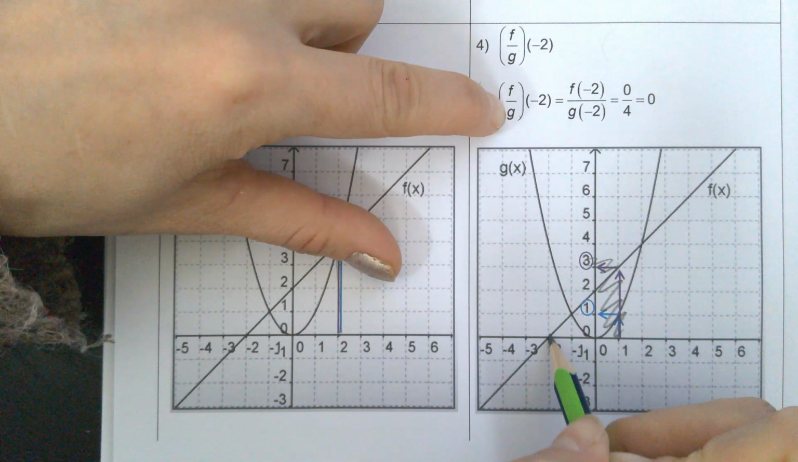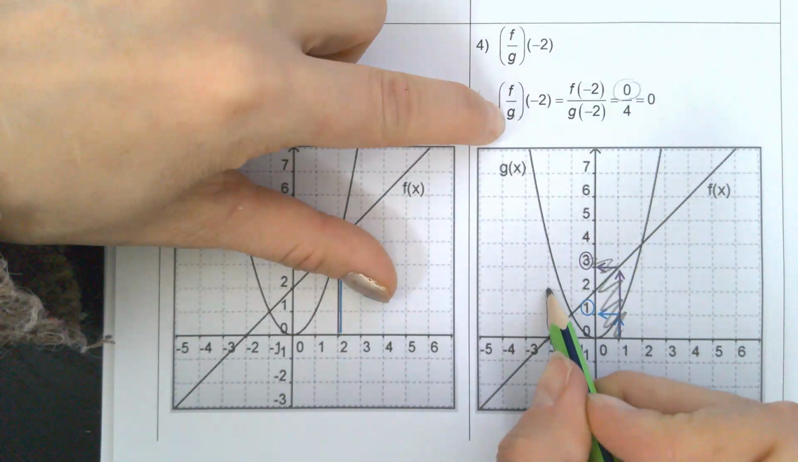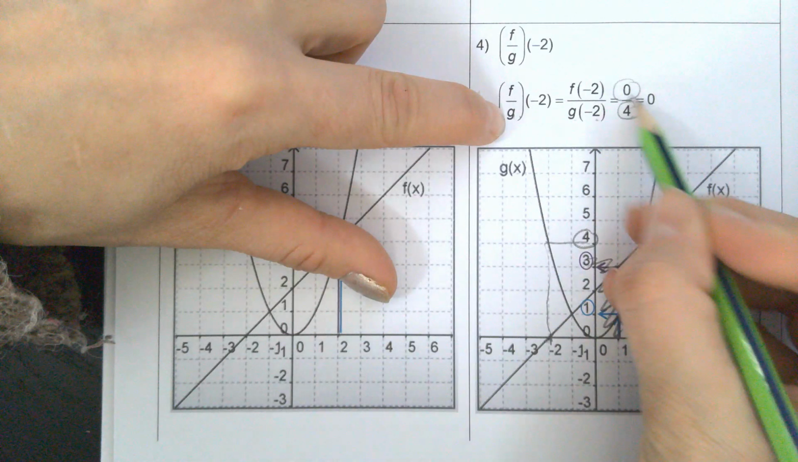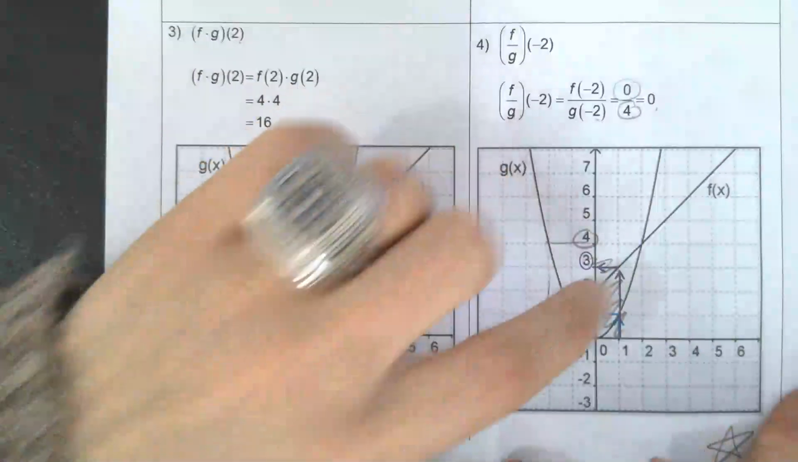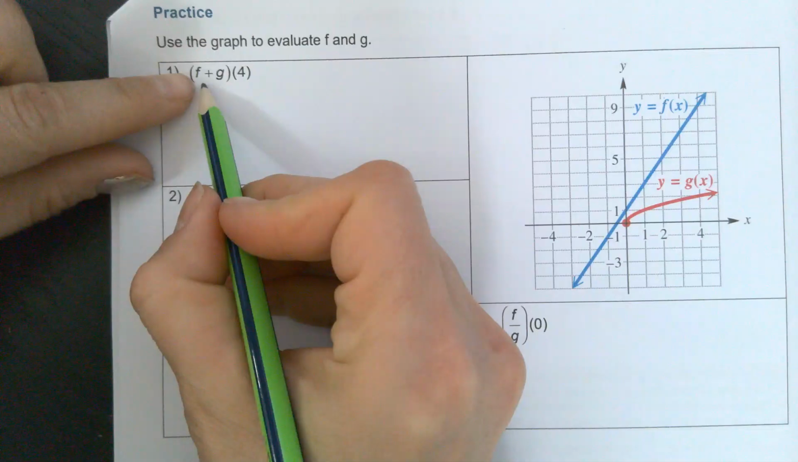At negative 2, I'm going to go up, which is 0, because I don't go anywhere. Now I'm going to look at g of x at negative 2. That's 4. So the answer is 0. So sometimes we're just going to have a graph to look at. So let's do the examples here.